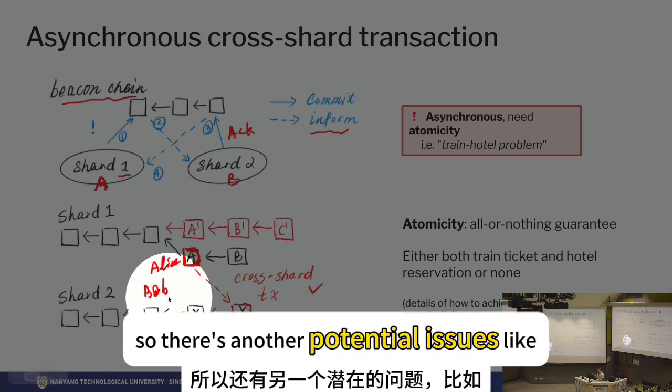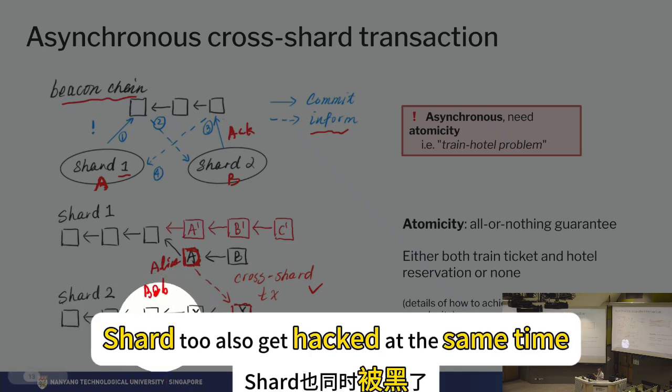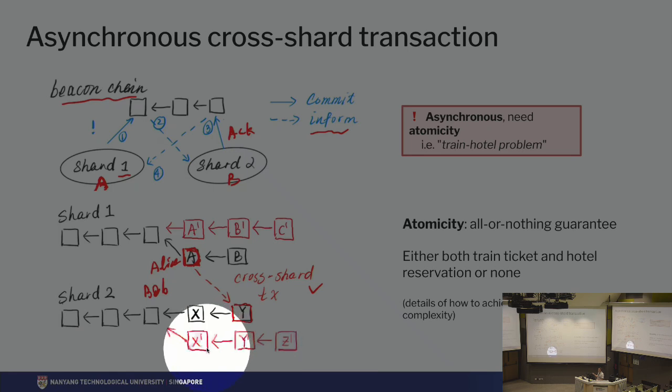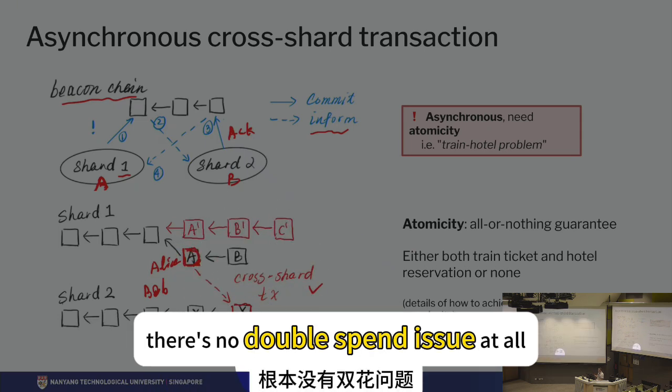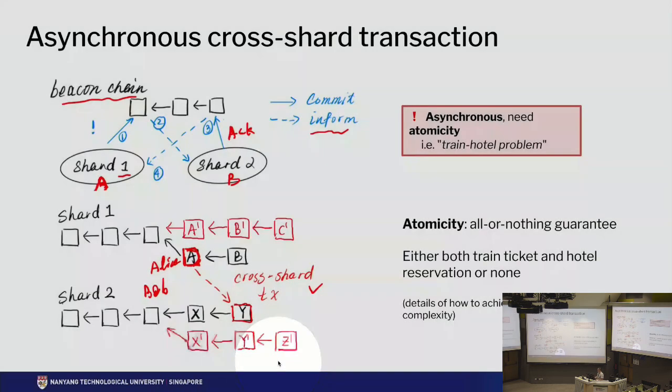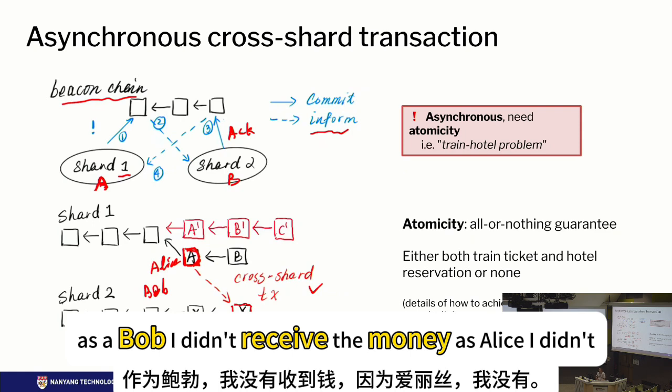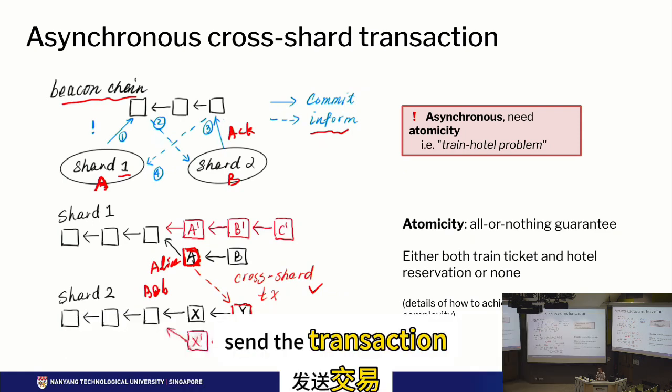There's another potential issue, like shard 2 also getting hacked at the same time, where the blockchain becomes this. Well, if these two situations happen together, there's no double spend issue at all, because as Bob, I didn't receive the money, and as Alice, I didn't send the transaction.